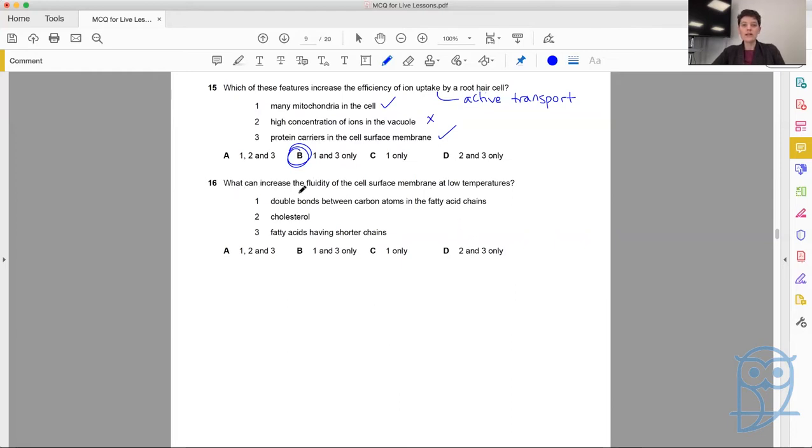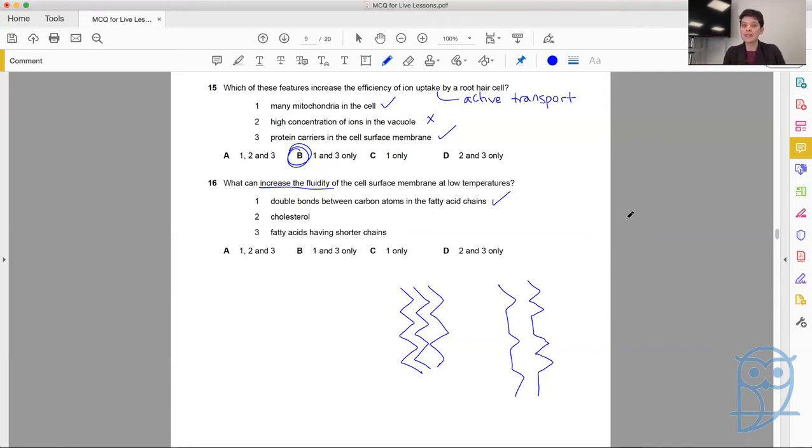Number 16, what can increase the fluidity of a cell surface membrane at low temperatures? Okay, so remember when we talk about saturation and we talk about cholesterol and we talk about fluidity, we always give it in terms of they can regulate the fluidity because it can have opposite effects at different temperatures. So if we want to increase fluidity, double bonds between carbon atoms in the fatty acid chains, definitely. Because remember, if we don't have any double bonds, our fatty acids sit in a zigzag together, right? If we put in a double bond, we get kinks. And we can get kinks at different points, and that then means that those chains can't stick so closely together. So that definitely increases fluidity.